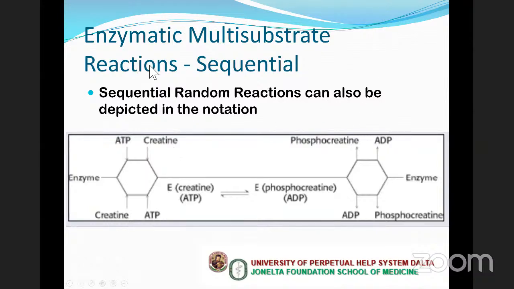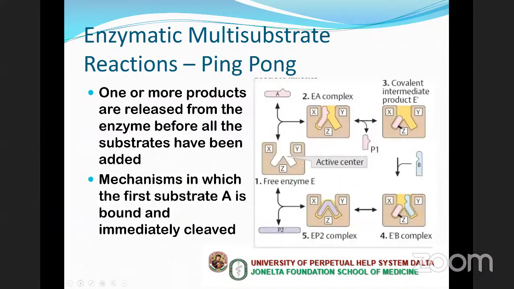Or it can also be denoted in this kind of notation. So same way, this is creatine plus ATP. You add creatine kinase and you would have your phosphocreatine plus your ADP and then your enzyme. Okay, so there are two ways to express or draw your chemical reactions. Your next would be your ping pong.